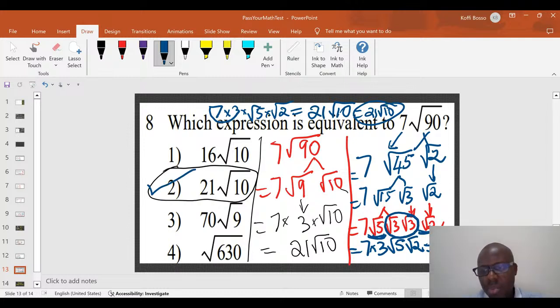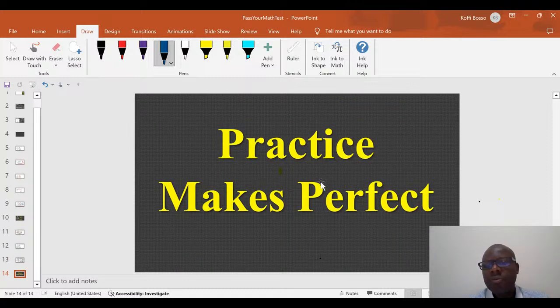We have more, but this will come in another session. Understand this, overall, practice makes perfect. Yes, you have to practice.